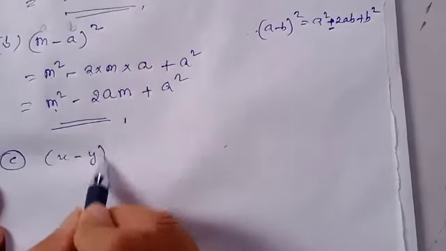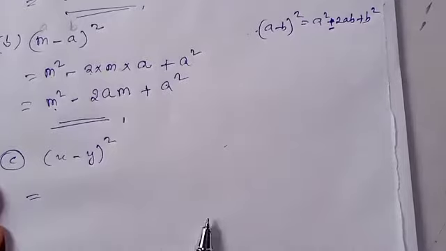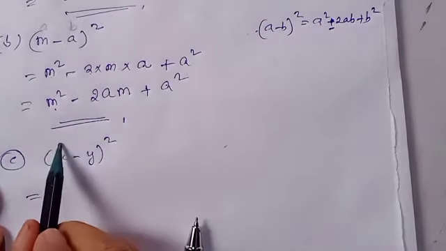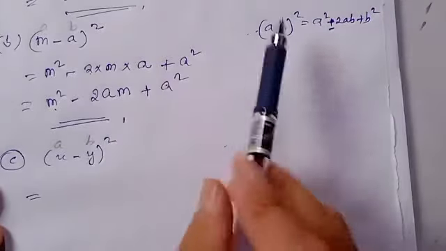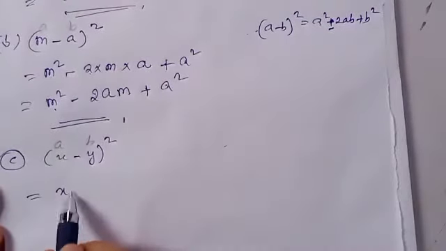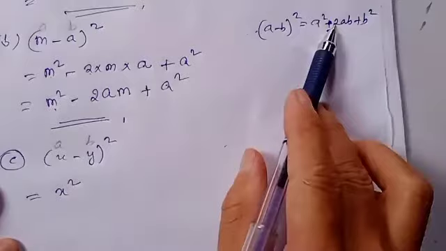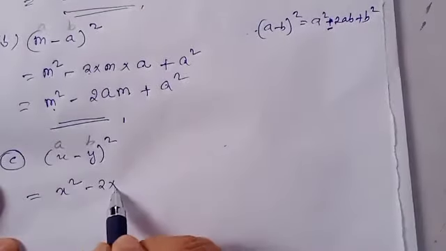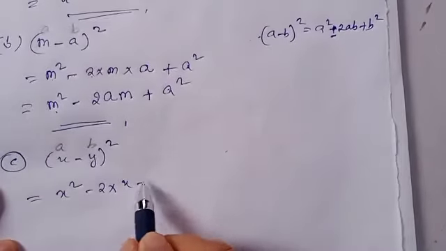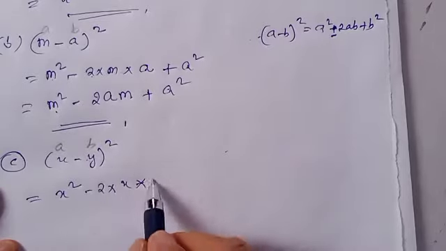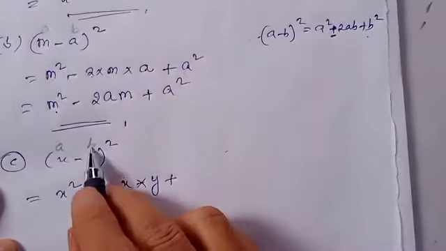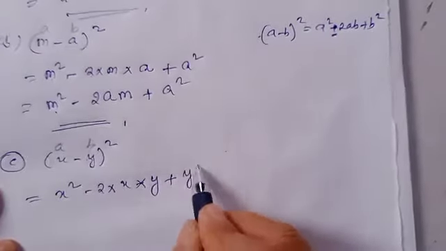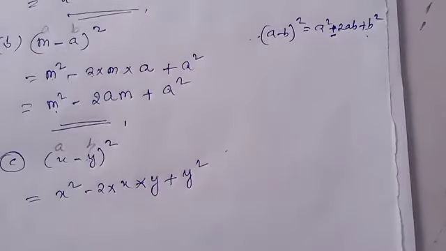(x − y) the whole square. Here a is x, in the first place, and b is y, in the second place. So the first one, a square, we can write x square. Minus 2ab, minus 2 into a is x, b is y. Last one, plus b square, plus y is in b's place, so we can write y square, right?